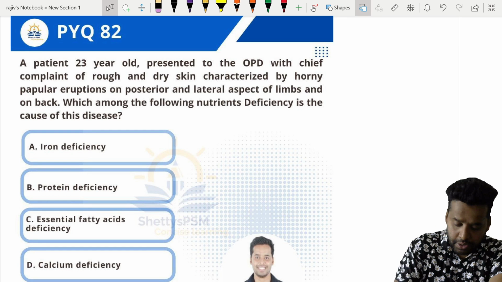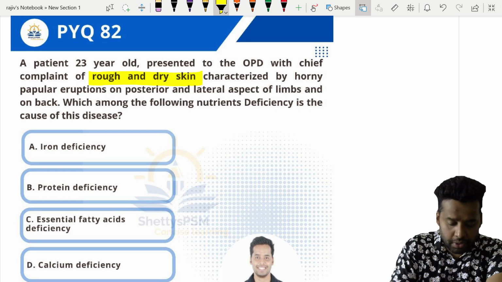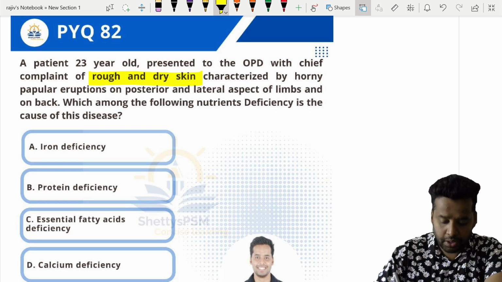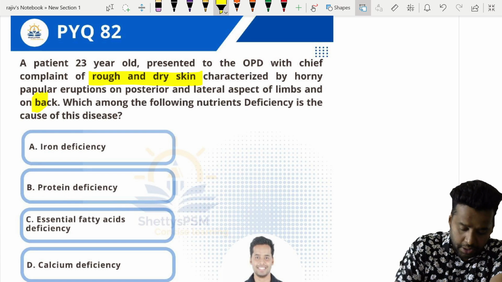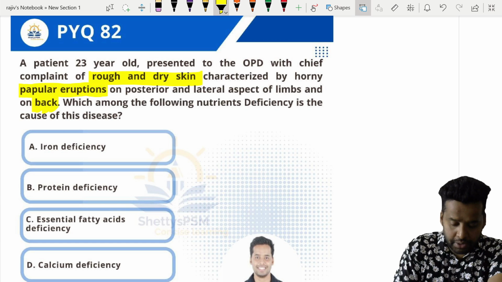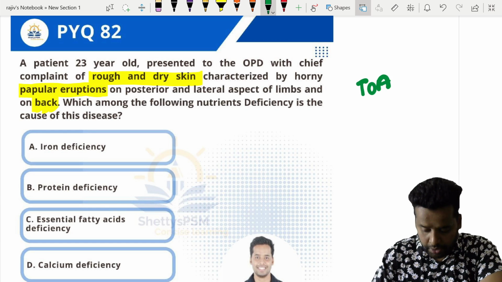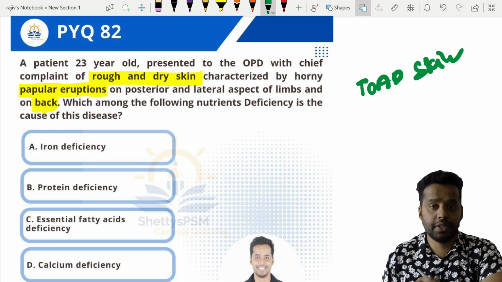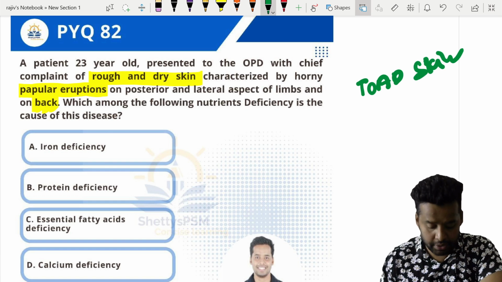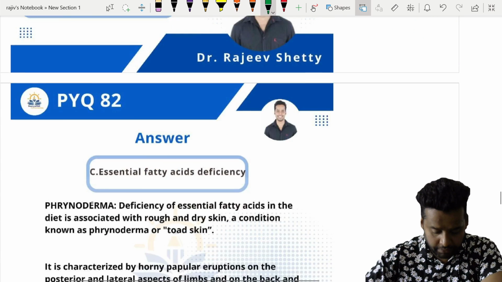What is the energy requirement now in the initial 6 months? Patient is having rough and dry skin, and very important is papular eruptions on the posterior and lateral aspect of limbs, on the back. Underline this, papular eruptions. So what they are commenting? They are commenting on toad skin. Phrynoderma. Phrynoderma can be due to both essential fatty acid deficiency and vitamin A deficiency. In the option given, it is essential fatty acid deficiency.